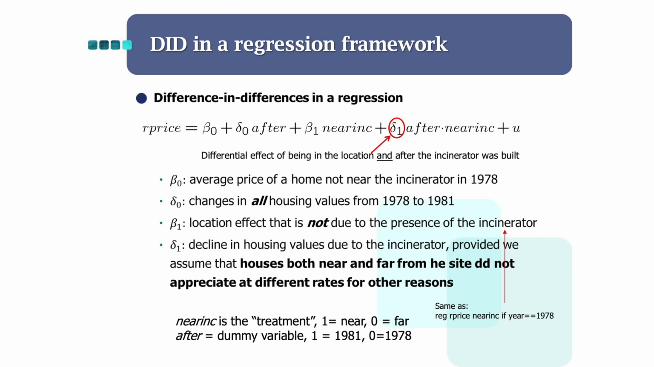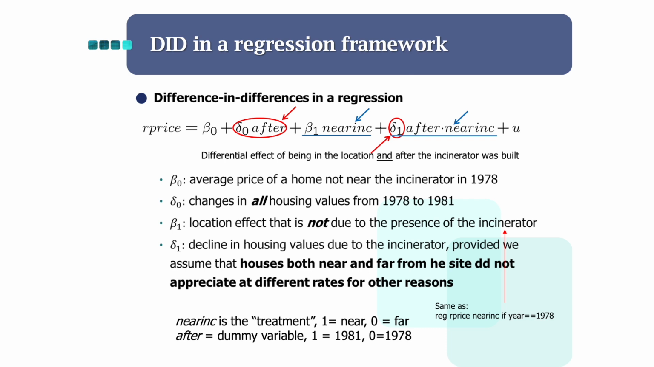The regression for DID is very simple. You simply put a variable indicating the period before and after the incinerator. This is this after in the regression. In our example, 1978 would be coded 0 and 1981 would be coded 1. Then you put another variable indicating which houses were affected by the treatment, which is this near INC variable. Finally, you put an interaction term for the two variables, which is this after multiplied by near INC variable you see here in the slide. The DID effect will be delta 1.